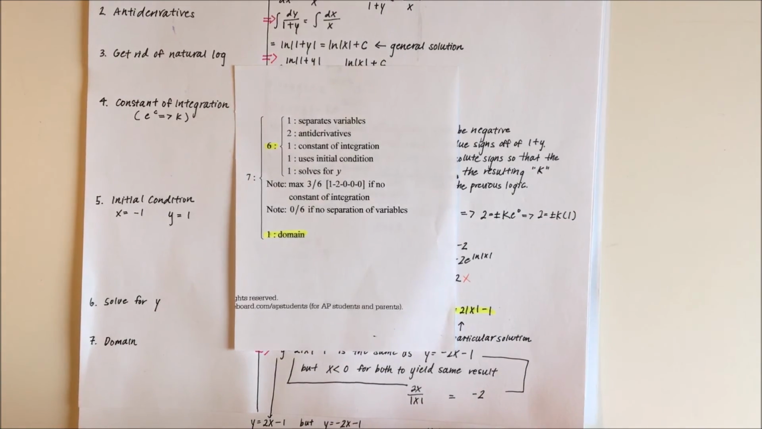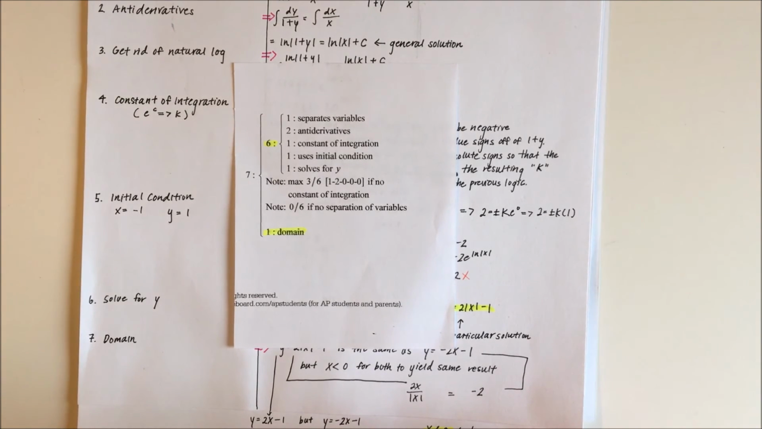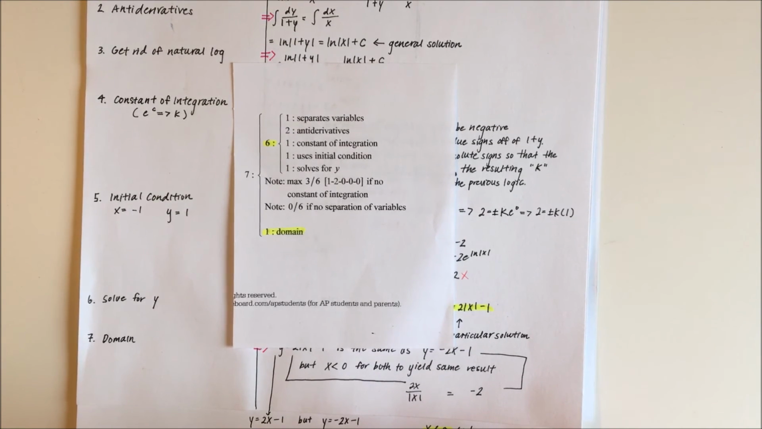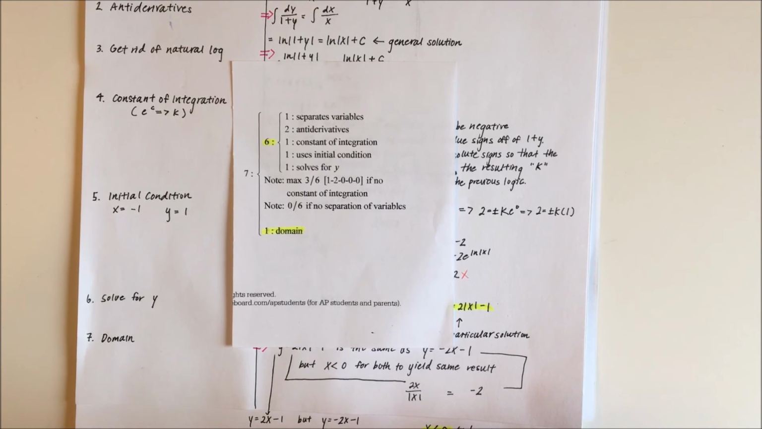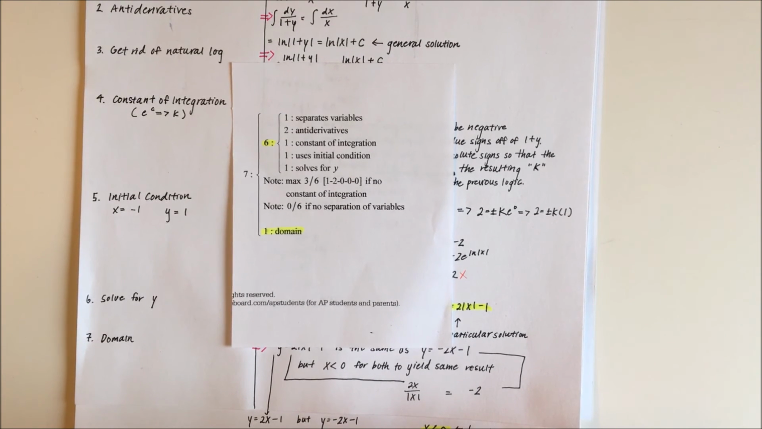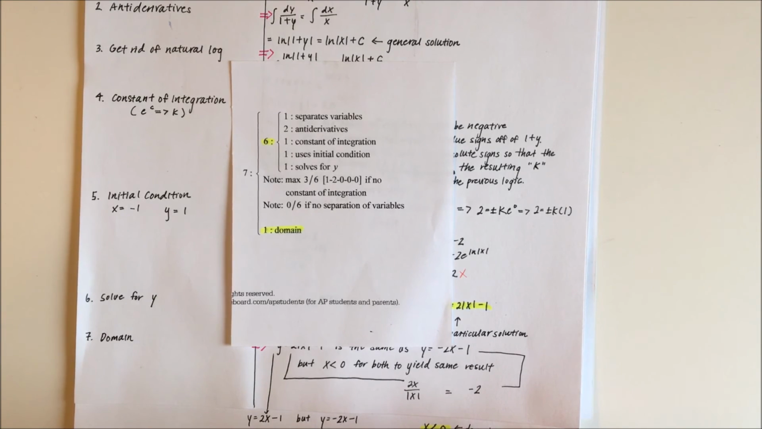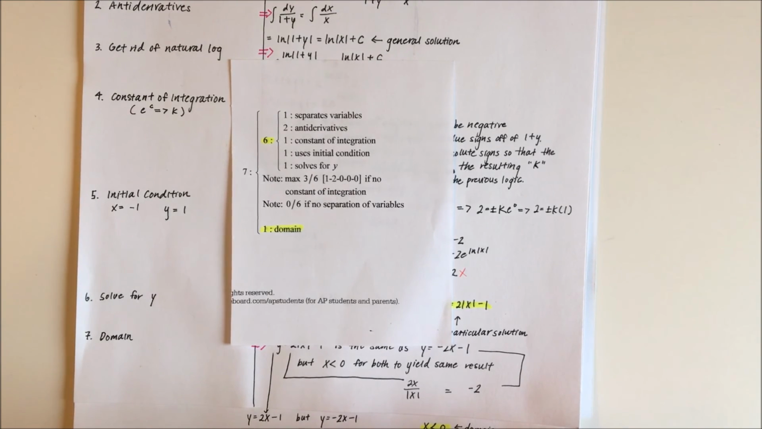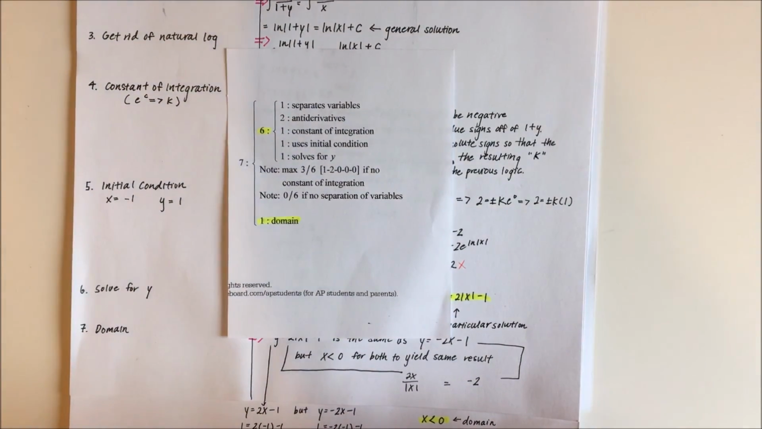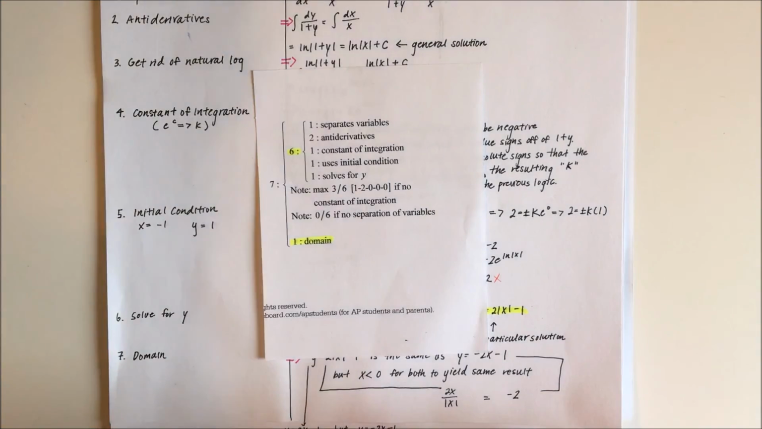This is the grading guideline for this part of the problem. There's a total of 7 points given to this problem, the majority of which is given to finding the particular solution. 1 point is for separation of variables, 2 points are for the antiderivatives, 1 point is for the constant of integration, 1 point is for the utilization of the initial condition, and the last point is for solving for y. And the steps listed right here are exactly the steps that we did in the problem.